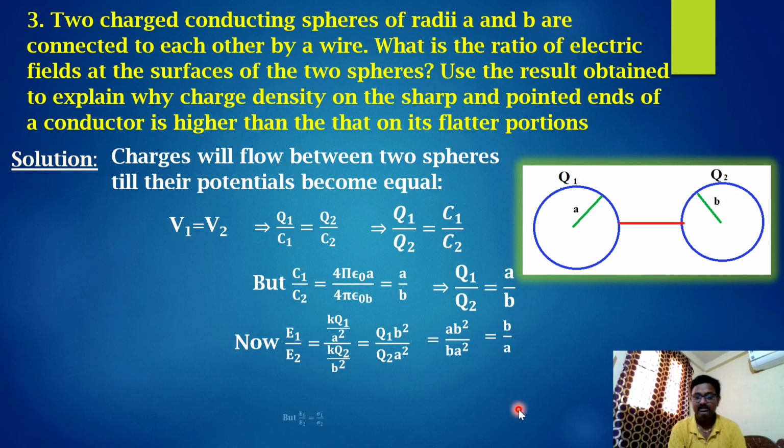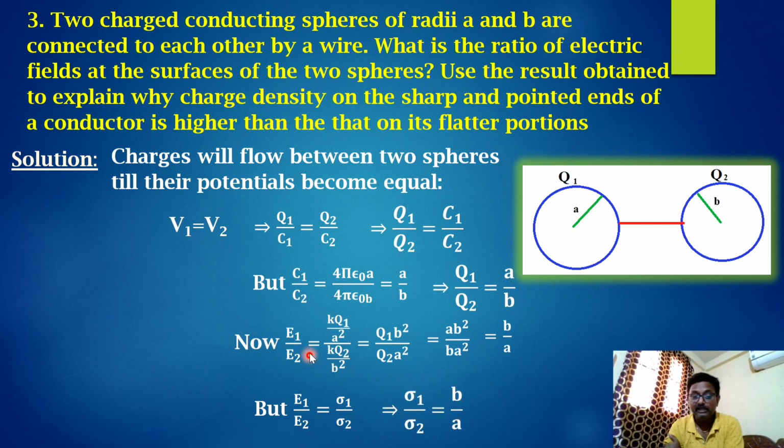Okay, for that, we know that E1 by E2 is equal to sigma 1 by sigma 2. But E1 by E2 we got as B by A, so we can write sigma 1 by sigma 2 is equal to B by A. That means surface charge density is inversely proportional to the radius of the sphere. That means if the radius is more, surface charge density is less. So that's why on flatter portions surface charge density is less compared to sharp and pointed ends.